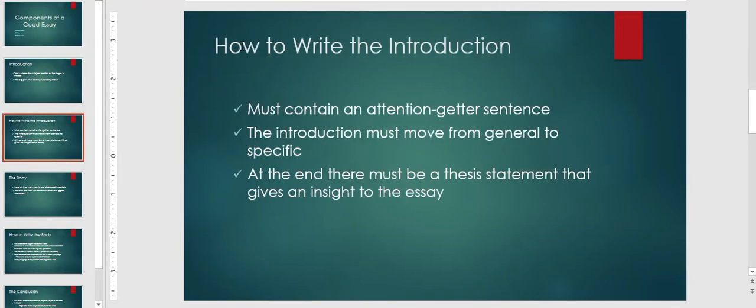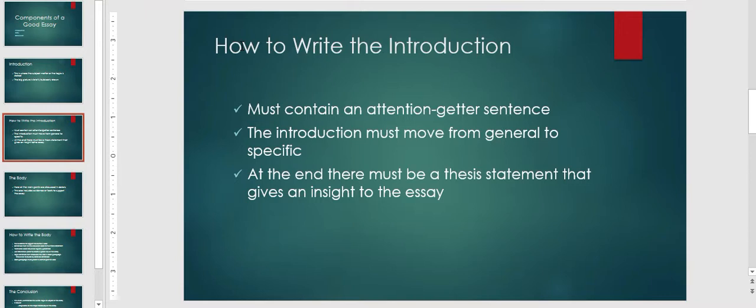Now, how do you write the introduction? Number one, you must ensure that the introduction has an attention getter sentence. What do I mean by that? It means that your essay must have that sentence that is capturing the attention of the reader, because this is where the reader decides whether to go on with your essay or to brush it off, and therefore you must have an attention getter sentence.